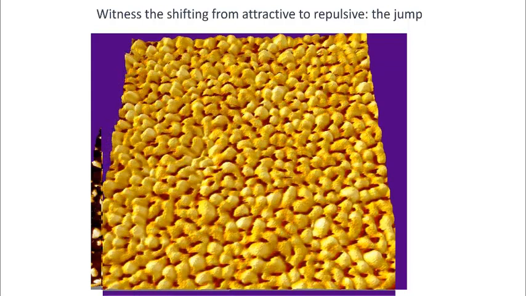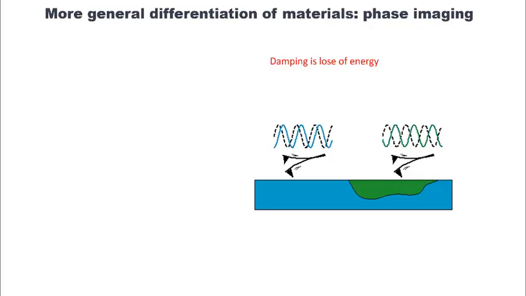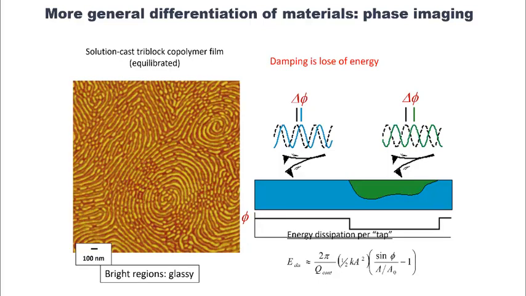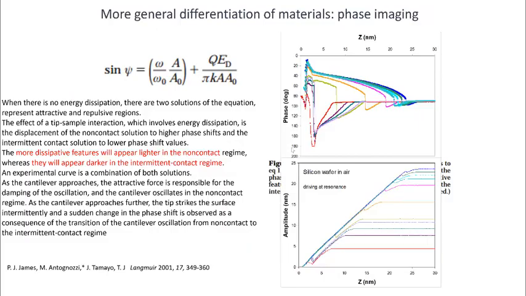Actually, this is a higher drive, and you can see the repulsive regions getting higher and higher. You're gradually shifting from attractive region engagement to repulsive region engagement. Now, this is very interesting because it allows us to use this phase image to study the mechanical property of the sample by looking at the phase image.